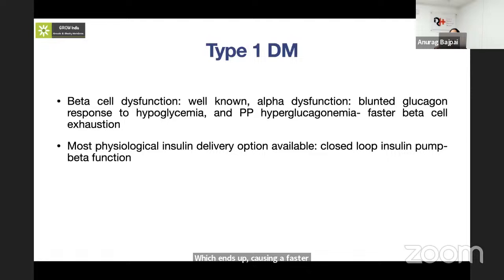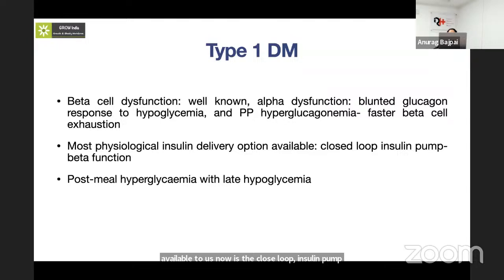The most physiological mode of insulin delivery that is available to us now is the closed loop insulin pump, which takes care of the beta cell dysfunction in type 1 diabetes. However, frequent episodes of post-meal hypoglycemia and late hypoglycemia are seen even with insulin pump therapies, which needed to be addressed, and that is how the concept of using GLP-1 receptor analogs was considered.